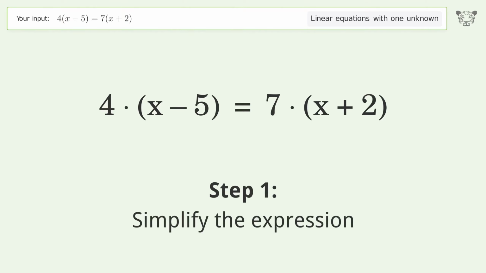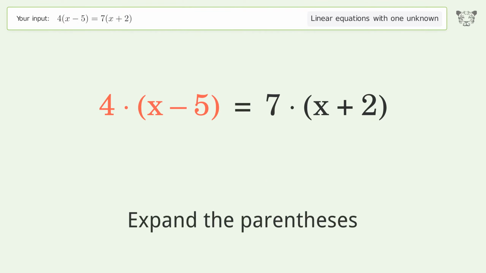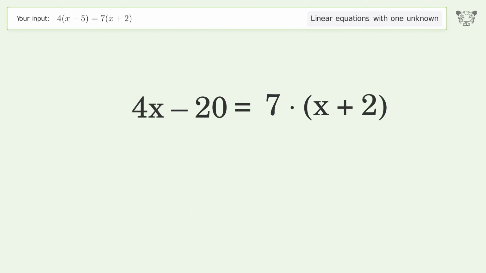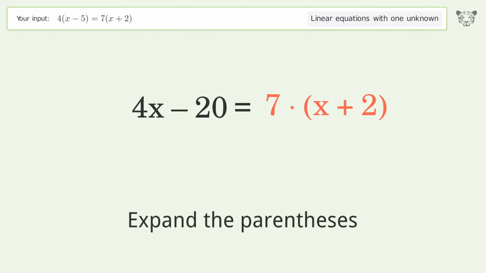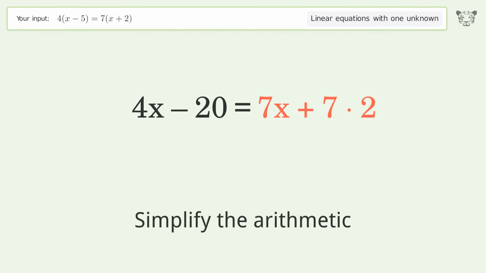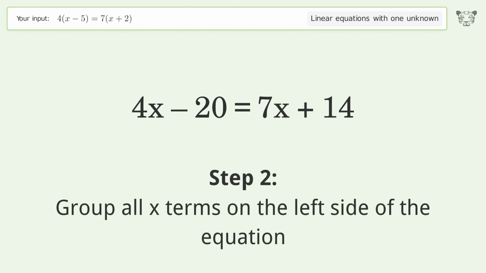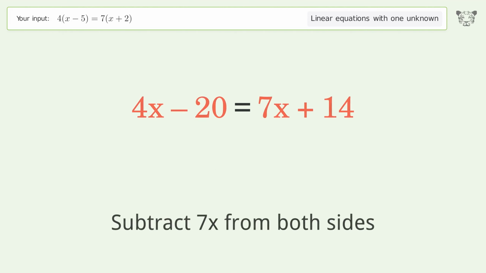Simplify the expression. Expand the parentheses. Simplify the arithmetic. Expand the parentheses. Simplify the arithmetic. Group all x terms on the left side of the equation. Subtract 7x from both sides.